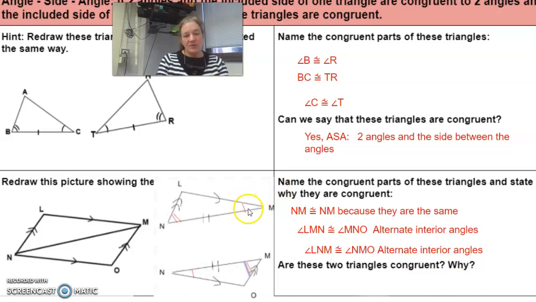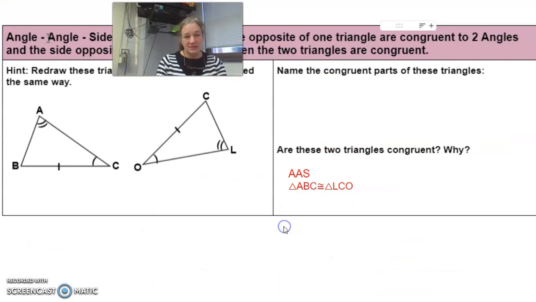So this angle right here is congruent to this bottom angle, and this top angle on N is congruent to the bottom angle on M, and I can mark that. Now when I look at this picture, I have an angle, a side, and an angle. So yes, they're congruent because of the angle, side, angle theorem. If you do not understand what I just said, please ask me to come over and explain it and draw it out for you, okay? Thanks.